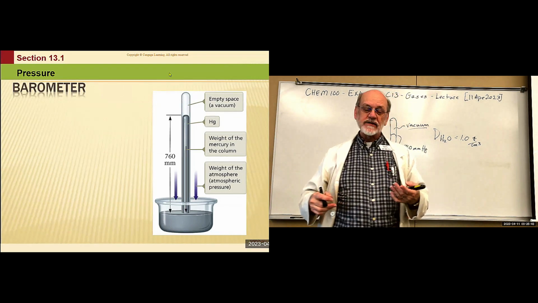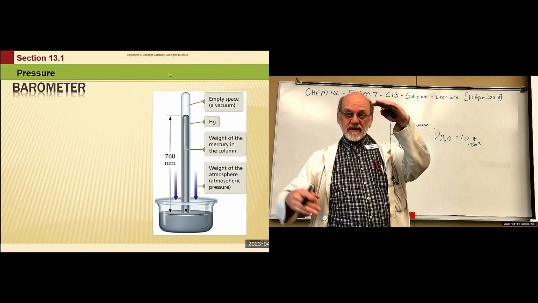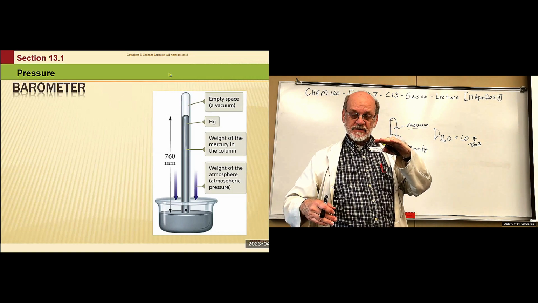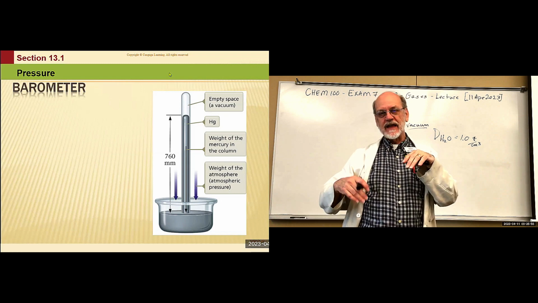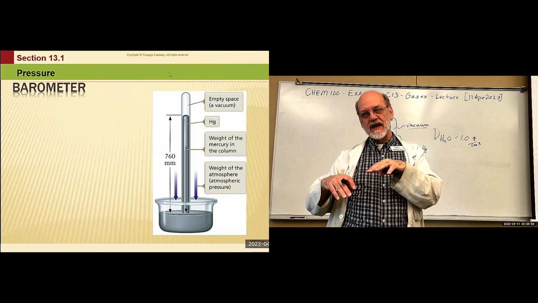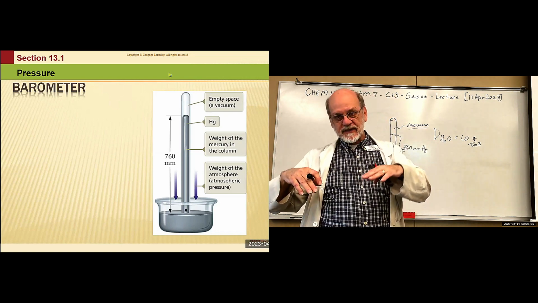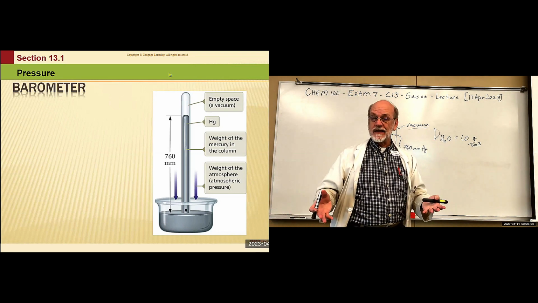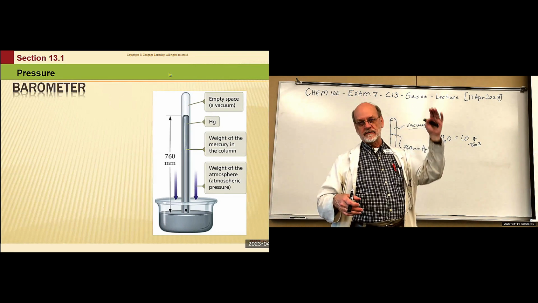And they soon realized that as the weather was starting to get bad, the pressure, the level of the mercury, dropped. So low pressure is associated with bad weather. And as the bad weather passed and the sun came out and the weather improved, the level of mercury went up again. So we still use that today. Low pressure means bad weather coming, high pressure means good weather.